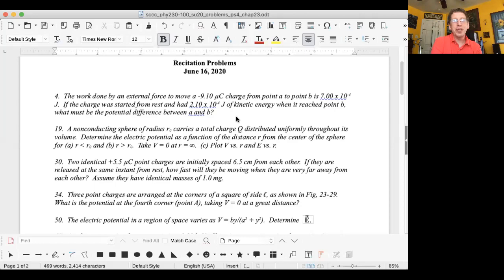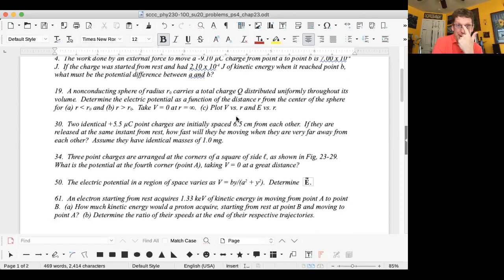Then we move on to number 30. Two identical positive 5.5 microcoulomb point charges are initially spaced 6.5 centimeters from each other. If they are released at the same instant from rest, how fast will they be moving when they are very far away from each other? And assume that they have identical masses of 1.0 milligrams.